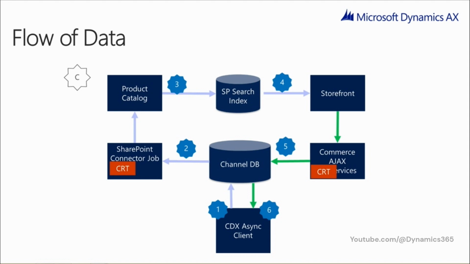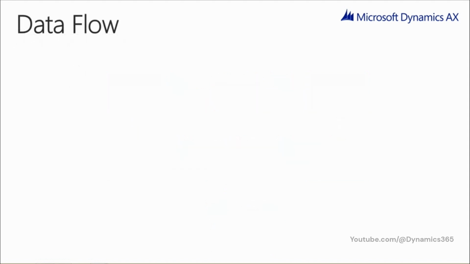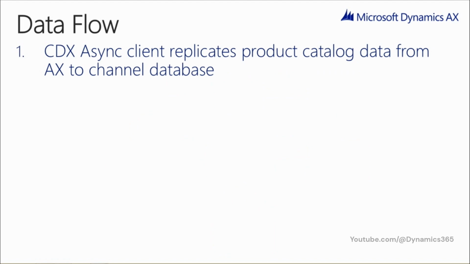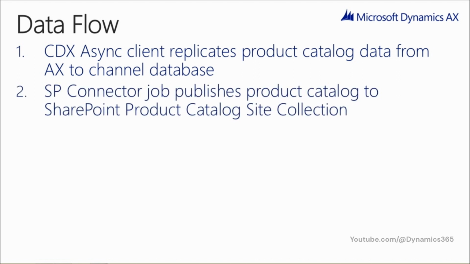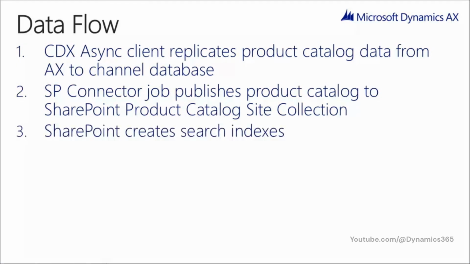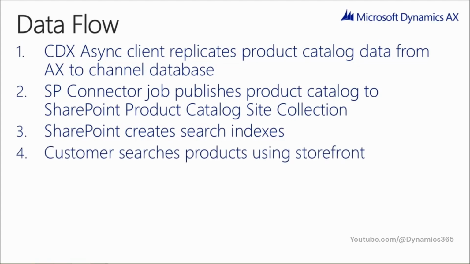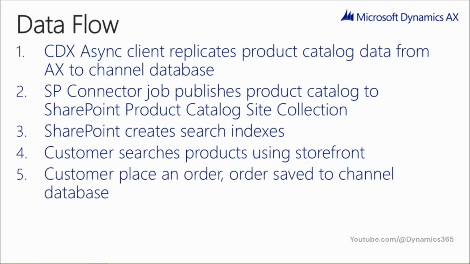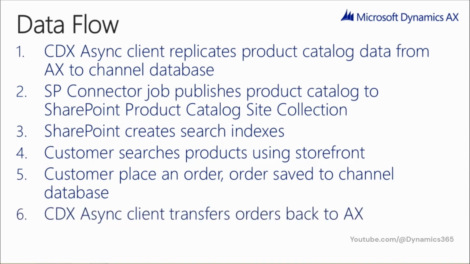Let's recap the data flow with the following slide. CDX Async client replicates the product catalog data from AX to the channel database. The SharePoint connector job publishes the product catalog to the SharePoint product catalog site collection. SharePoint creates search indexes out of the product catalog site collection. The customer searches for products using the online storefront. Customers place an order, and the order is saved to the online channel database. The CDX Async client then transfers the order back to AX.